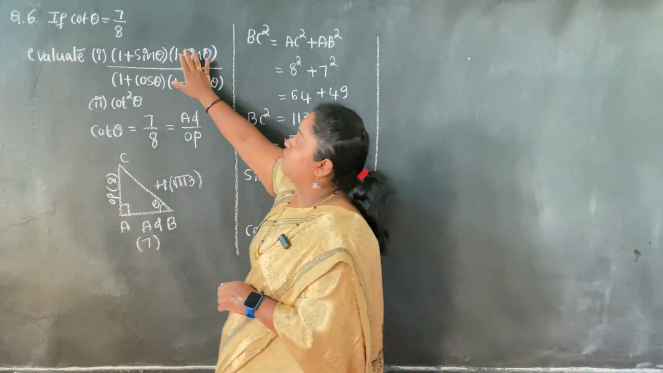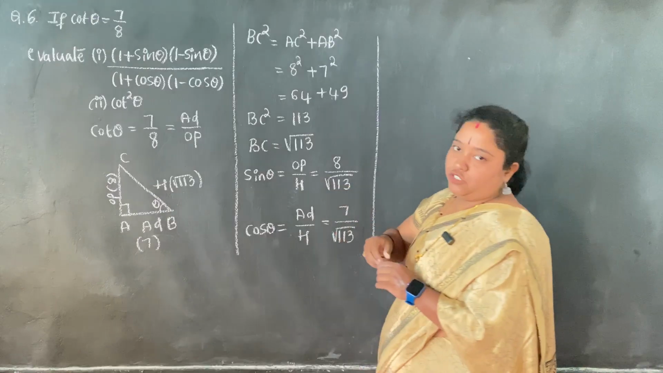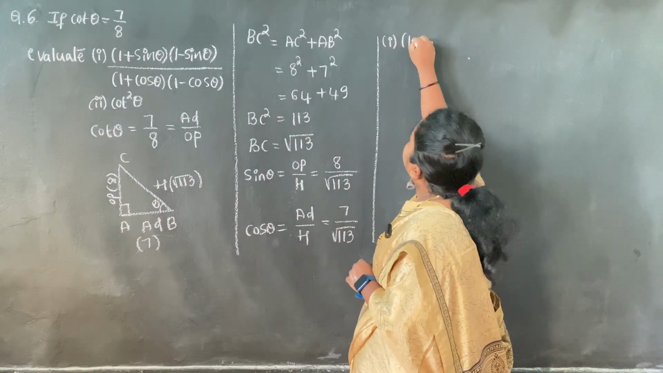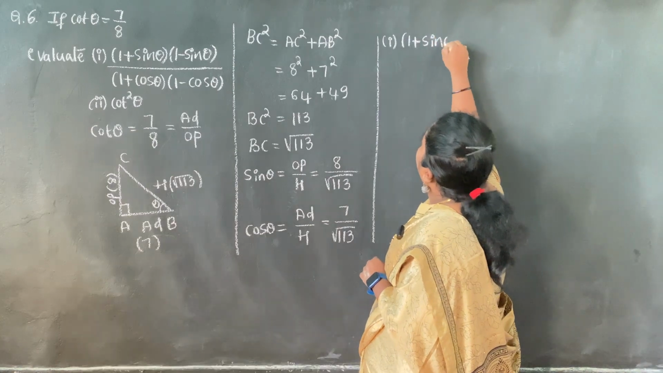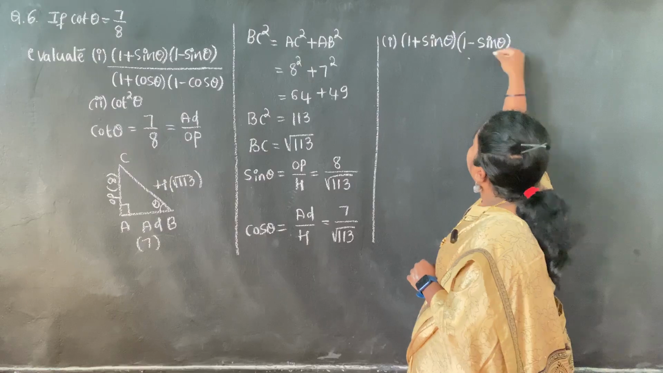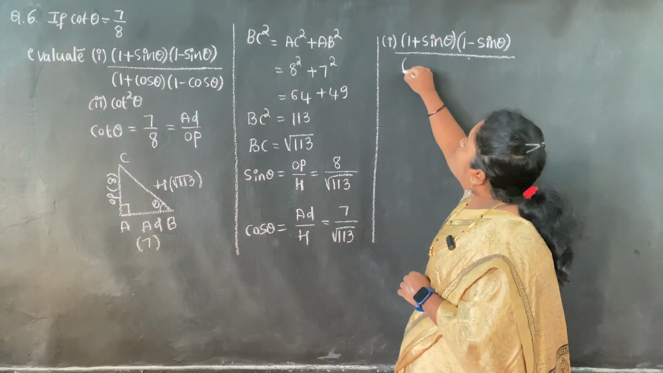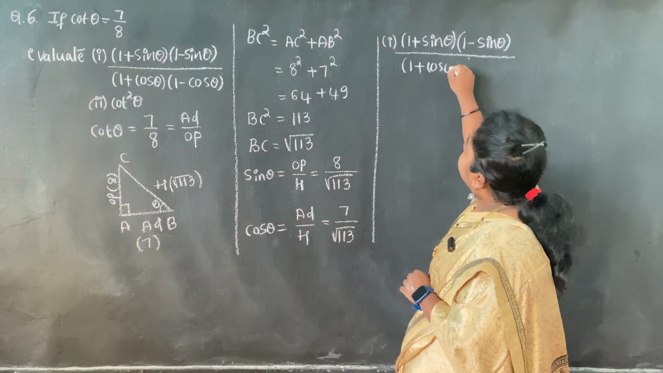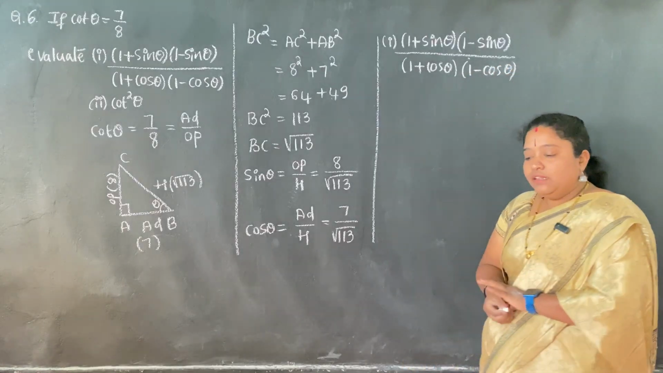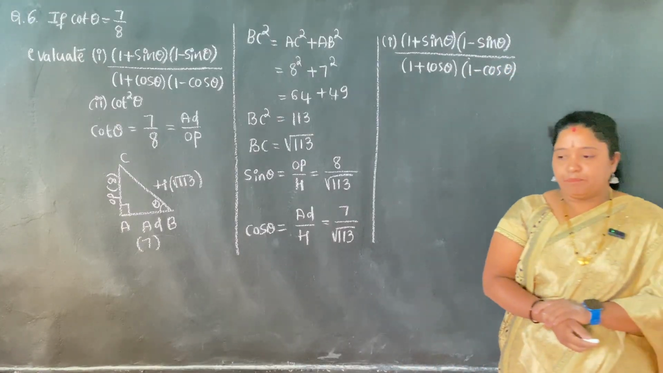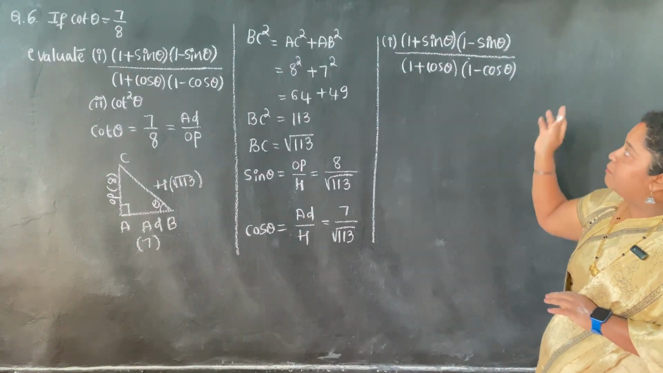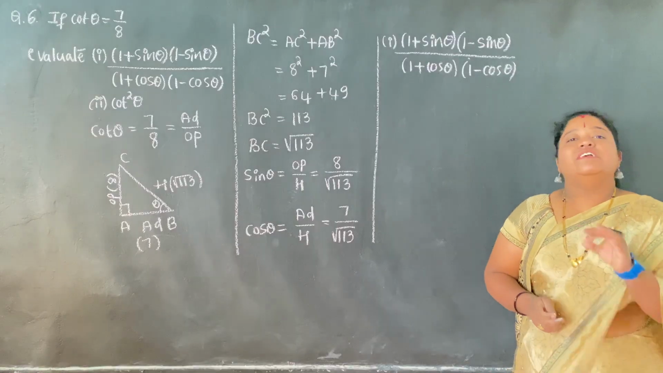We'll consider this first question, dear. Evaluation, first question we will consider. See, I'll be having the first question here. 1 plus sine theta into 1 minus sine theta whole divided by 1 plus cos theta into 1 minus cos theta. In case of trigonometry, before substituting the values, if it is possible to simplify the question, first try to simplify the question.